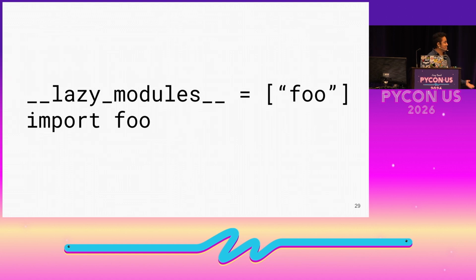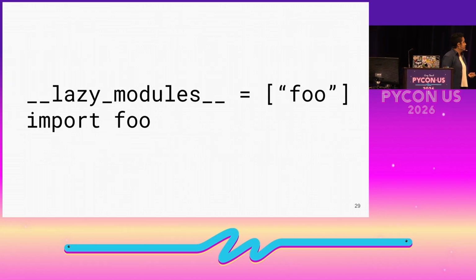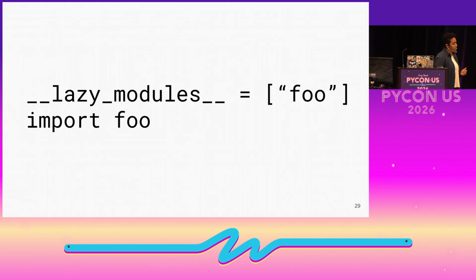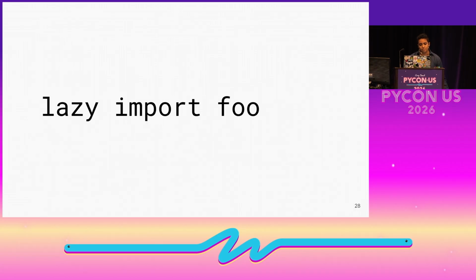So this is the mechanism that we ended up landing on to provide backwards compatibility with lazy imports. We've basically made __lazy_modules__ a specialized container where if you save the name of the import as a string, we'll know to execute it lazily. And semantically, it'll work just the same as this.